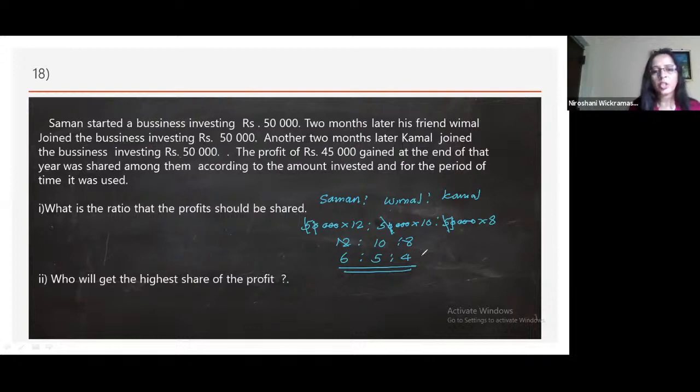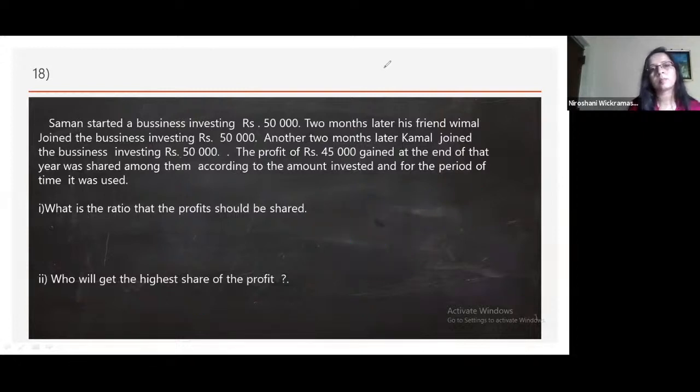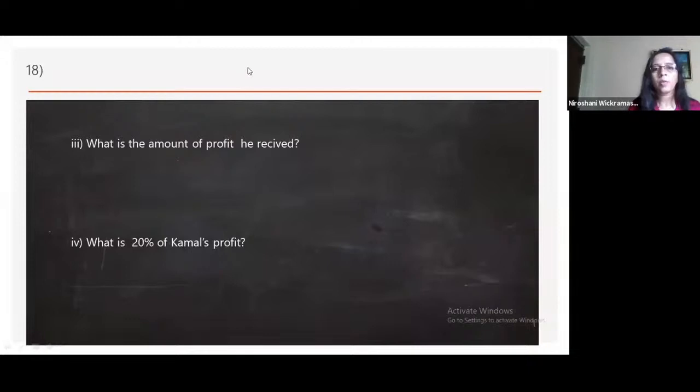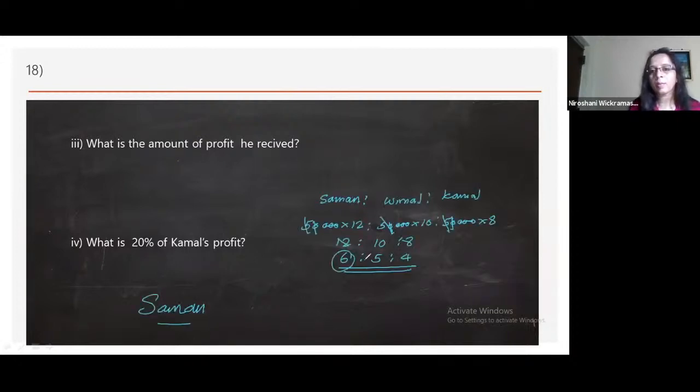Who will get the highest share of the profit? This one, right? Who is that? That is Saman. Saman is getting the highest share of the profit. Next one, what is the amount of the profit he received? Then we have to find his profit, right?